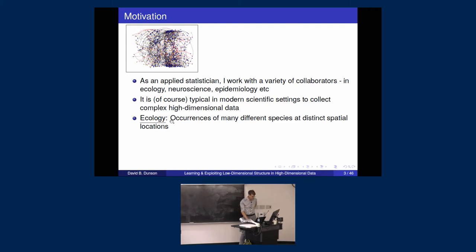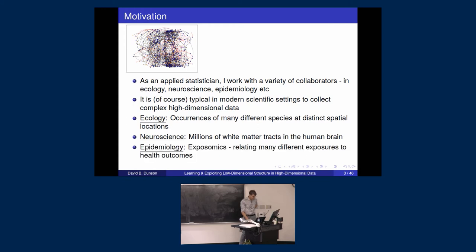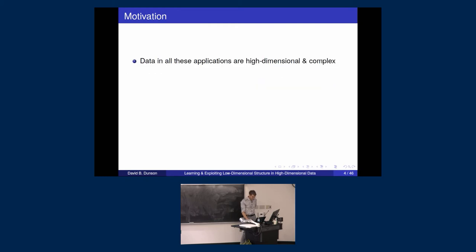And so we just got this new grant from the ERC where we have occurrences of many different species at different spatial locations across the globe, and we'll have, you know, maybe millions of different species. And so we need some models for that. In neuroscience, we would like ways to make sense of millions of white matter tracts in the brain, the human brain connectome. In epidemiology, we're working on what you could call exposomics, where we're relating exposures to human health outcomes. Okay, and so data in all of these applications are really high dimensional and complicated, and so we need better tools. I mean, maybe fundamentally better tools than we currently have for making sense of the data.